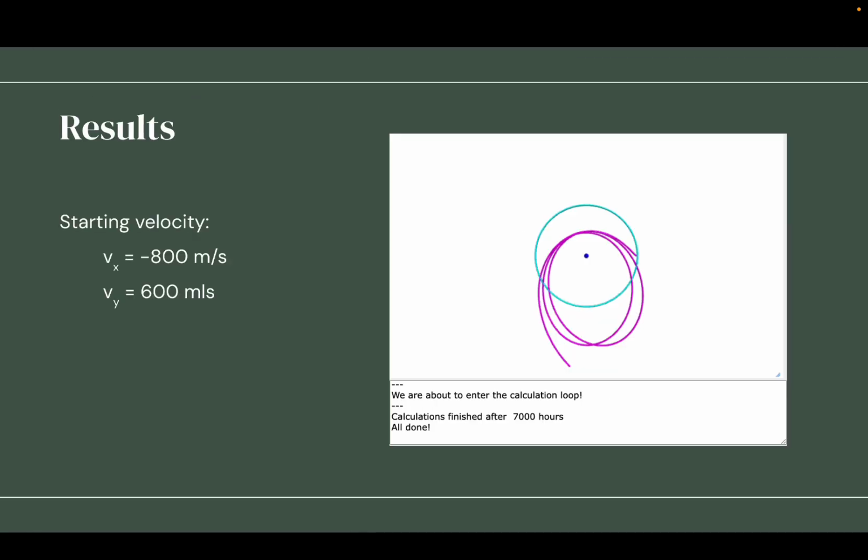I then used trial and error to plug in values for the initial velocity so that the spaceship would orbit both the moon and planet without running into either. I ended up with the x component of the initial velocity being negative 800 meters per second, and the y component of the initial velocity being 600 meters per second. This was the resulting orbit.